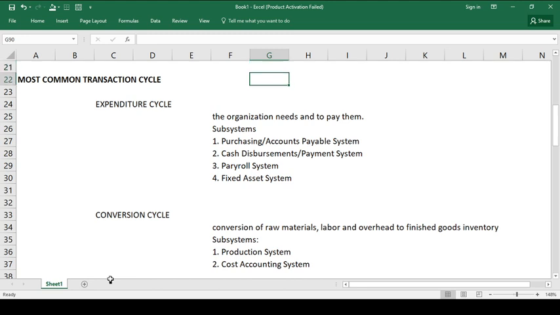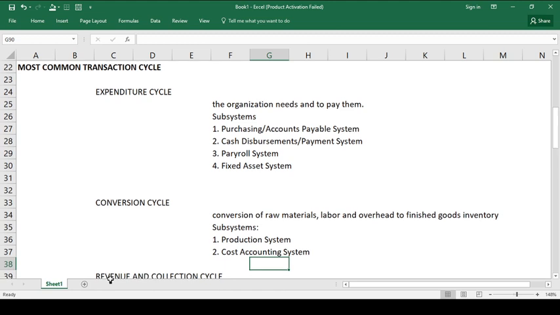Okay, we have the second cycle, which is the conversion cycle. The conversion cycle is about cost accounting, wherein this cycle refers to the system of converting raw materials, labor, and overhead to finished goods inventory. Meaning, for raw materials, how will they be processed, how will they be put in the working process and go to the finished goods. Same with labor and overhead.